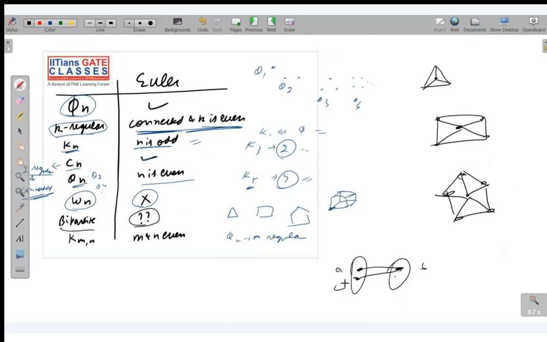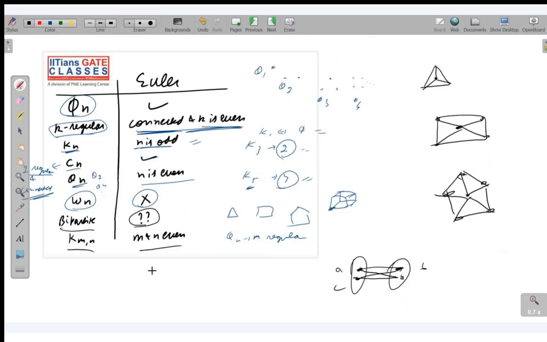If I join it like this, then it is Euler for sure: A, B, C, D, A. Are you getting it? A, B, C, D, A. So bipartite can be Euler or not Euler, it hardly matters.